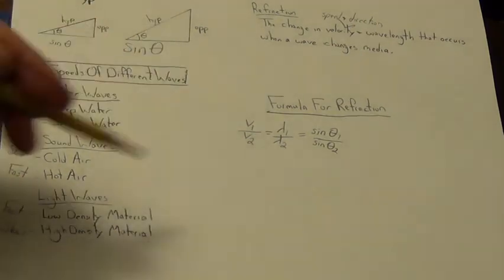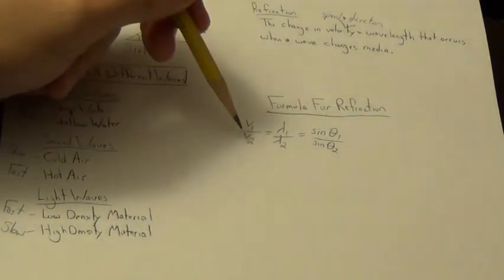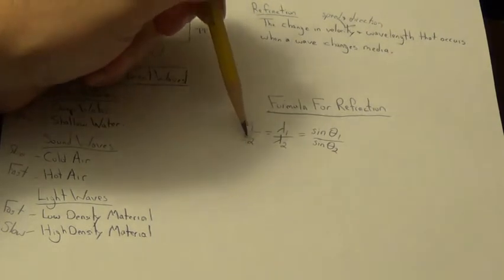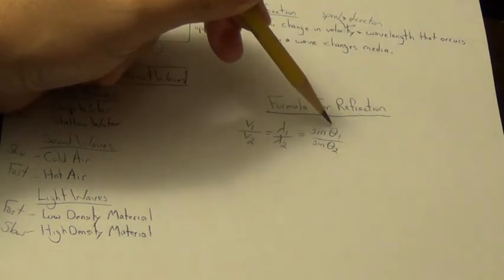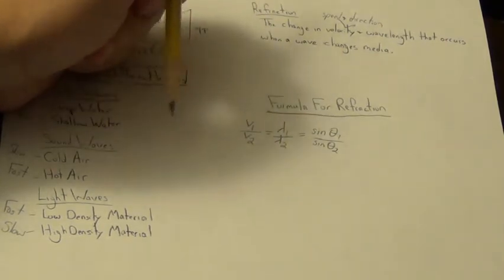So this is the general formula. We can set any of these ratios equal to each other. So you can take the speed ratio and set it equal to the sine of the angle ratio. Any of these can be set equal to any of the others.